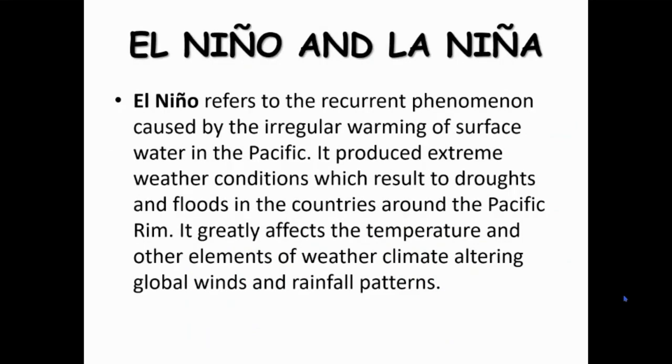So next is yung El Niño and La Niña. So El Niño muna tayo mag-focus, no? So it refers to the recurrent phenomenon caused by the irregular warming of surface water in the Pacific. It produced extreme weather conditions which result in droughts and floods in the countries around the Pacific Rim. It greatly affects the temperature and other elements of weather and climate, altering global winds and rainfall patterns.